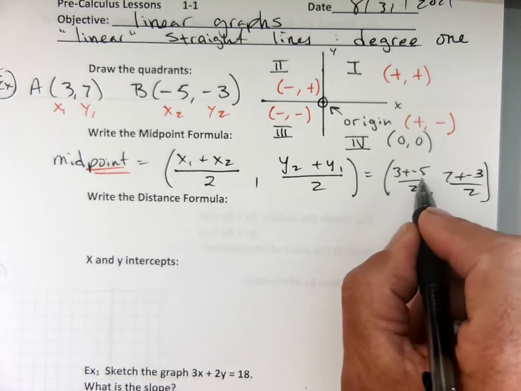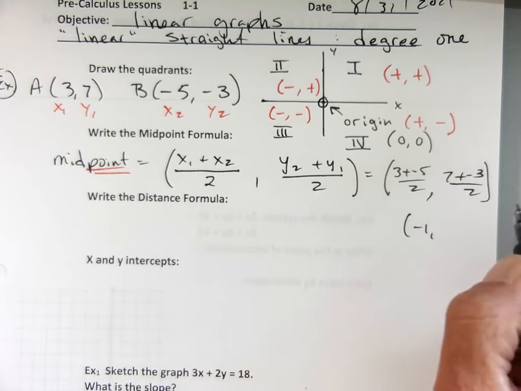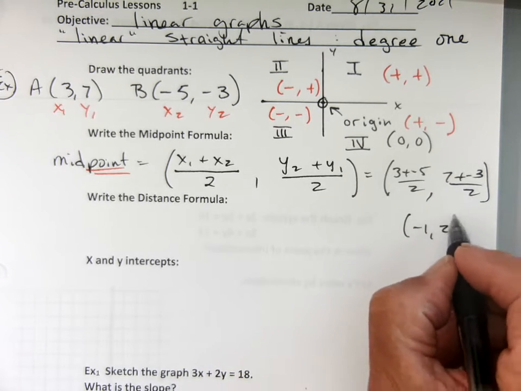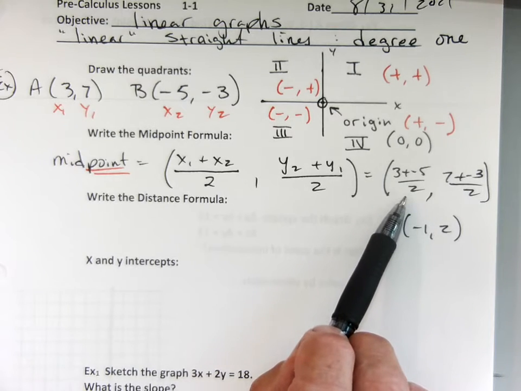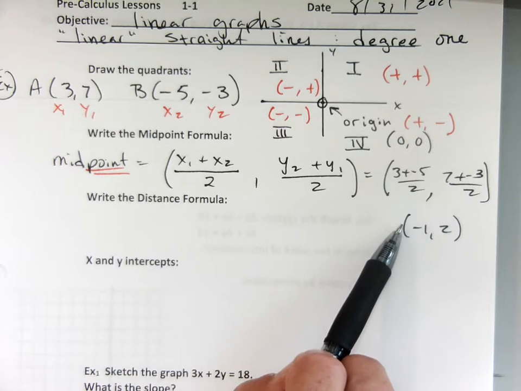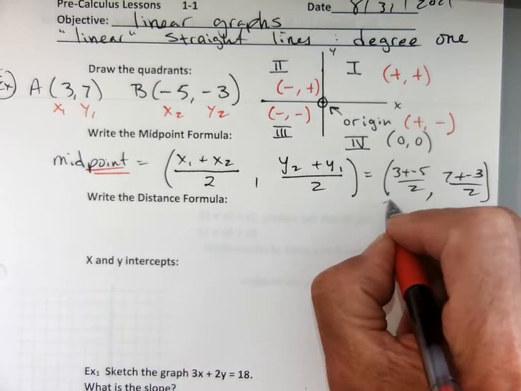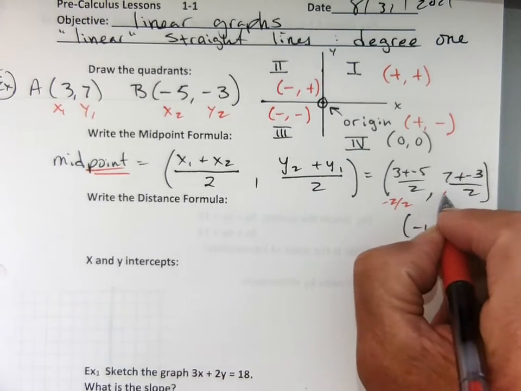I'd have a negative 2 over 2, which is a negative 1. I'd have a 4 over 2, which is a 2. Okay, you guys see the negative 2 over 2? Give me a second to see it. Negative 2 over 2. I just skipped a step. I'll put it in there, negative 2 over 2, and a 4 over 2.